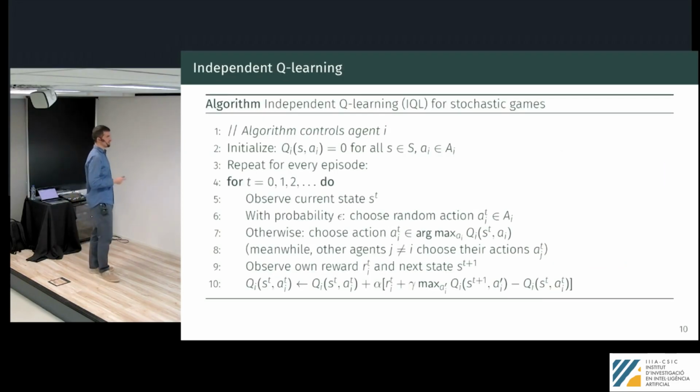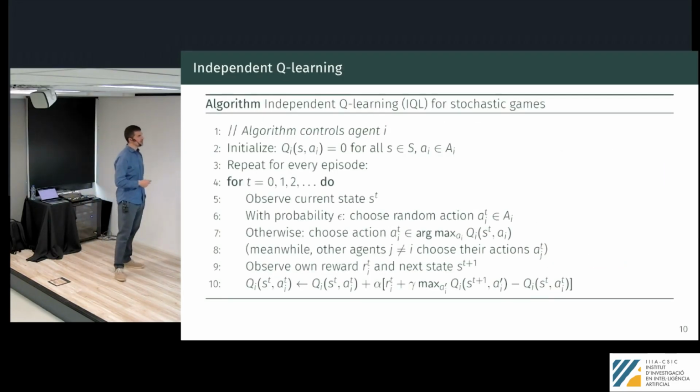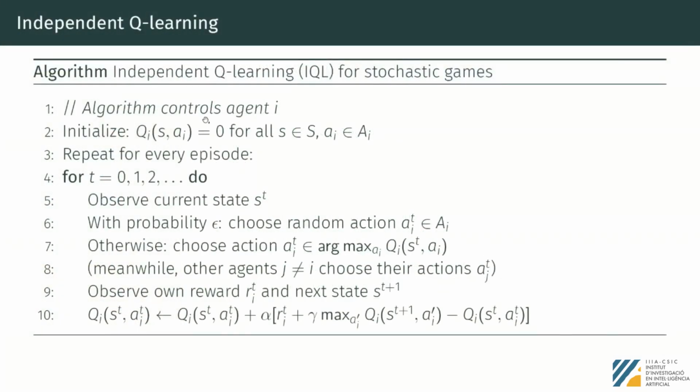Here's an algorithm. So again, we're going to be using Q-learning, and we're going to go through this step by step, but it should be pretty clear by now what's happening. So now we have the pseudocode where we control one agent. This is for agent i. And we initialize our Q function again. Now the difference is that the Q function only has the individual action rather than a joint action.